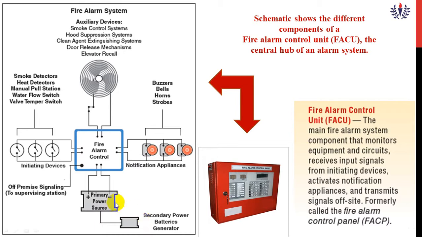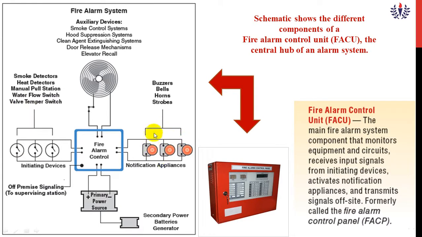As for the main operation of this FACU, it receives a signal from alarm initiating devices. The alarm initiating devices are smoke detector, heat detector, manual pull station, and water flow switch. There is also a tamper switch, which is used to control the flow of the water, and a valve switch is also used. We receive the signal from these initiating devices and process it.